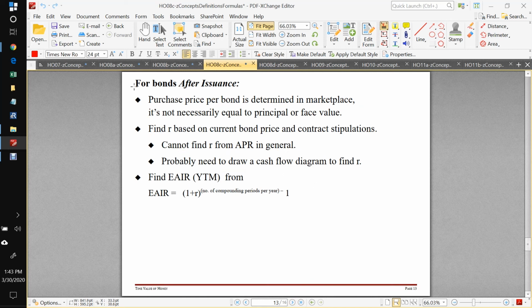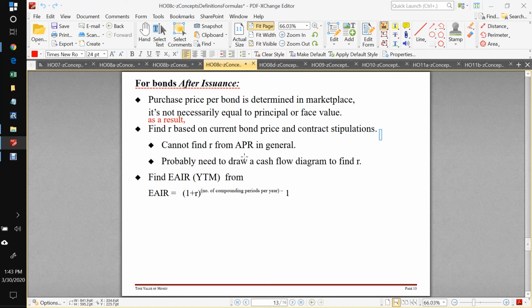After issuance was the second time that we considered bonds like this, real-world marketplace bonds where interest is paid semi-annually. So after issuance, the purchase price of the bond is going to be determined in the marketplace. Okay, so it's not necessarily going to be equal to principal or face value. So as a result of that, we're going to have to find our native R based on the current bond price and the contract stipulations.